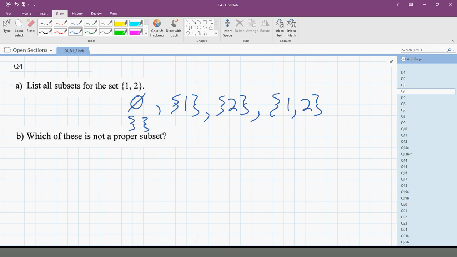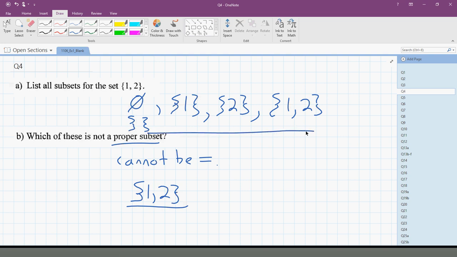So perfect. Now, the follow-up question says, which one of these is not a proper subset? The 1 and 2. Remember, proper subsets means you cannot be equal, and the set 1 and 2 is equal to the original set. So that's why we do not call it a proper subset. Perfect. Any questions on that?